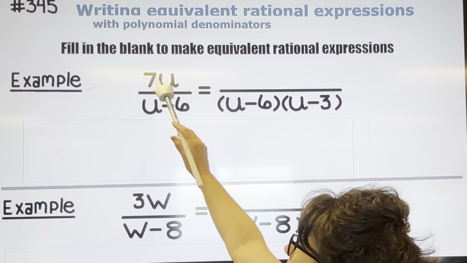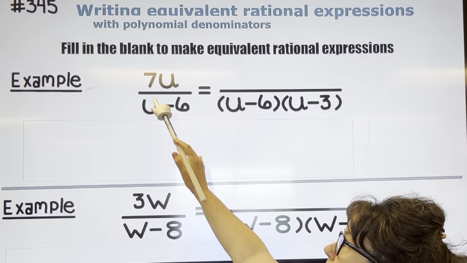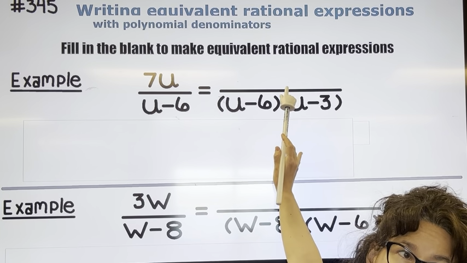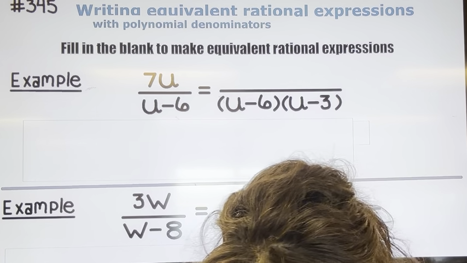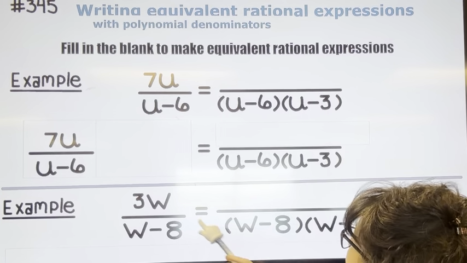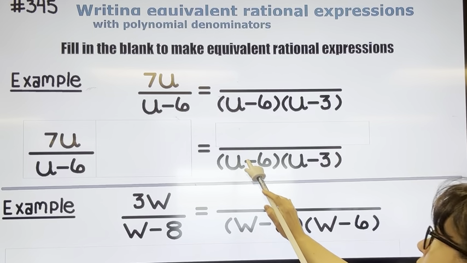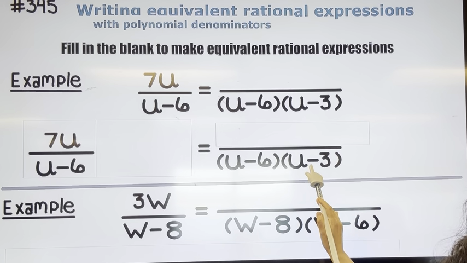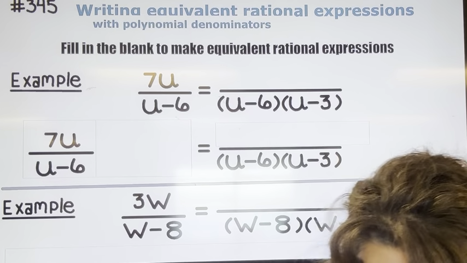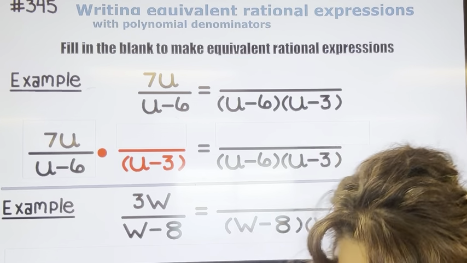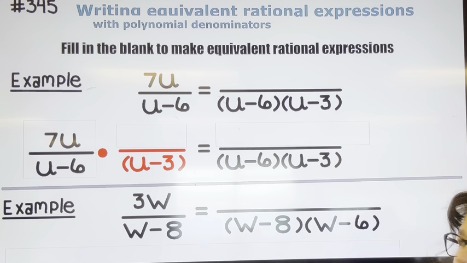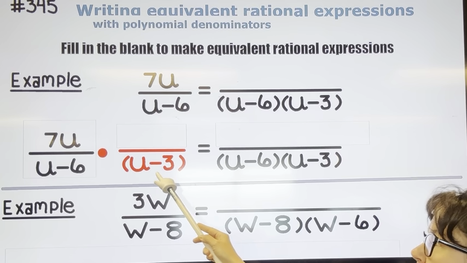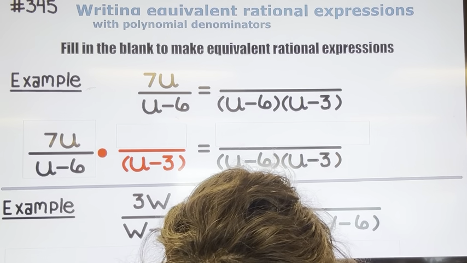We have a fraction here, a ratio, and we would like to turn it into another one that has a denominator of u minus 6 times u minus 3. So what we can do is just simply think about what would you need to multiply the original denominator u minus 6 by to turn it into u minus 6 times u minus 3. Well, it's just missing a u minus 3. So if I multiply u minus 6 by u minus 3, we would have the denominator u minus 6 times u minus 3. Whatever I do to the bottom, I've got to do to the top.